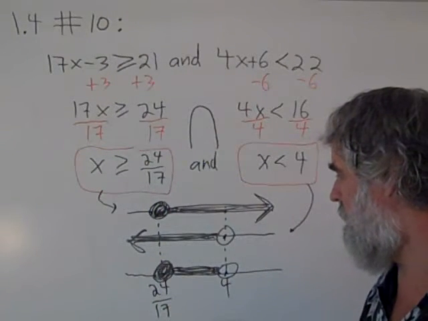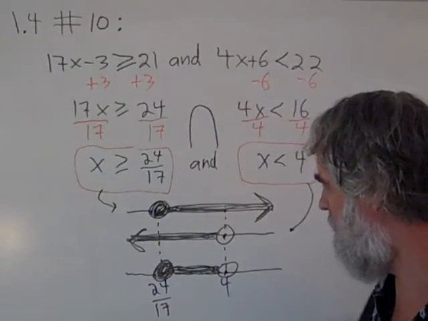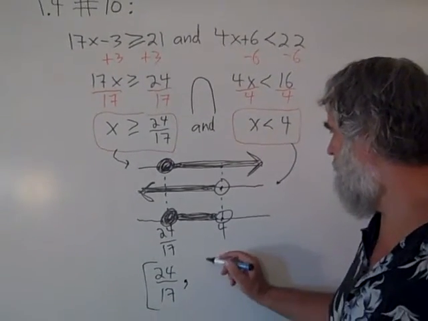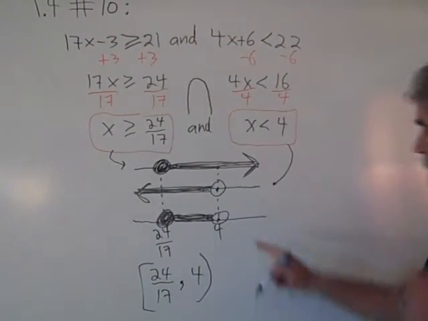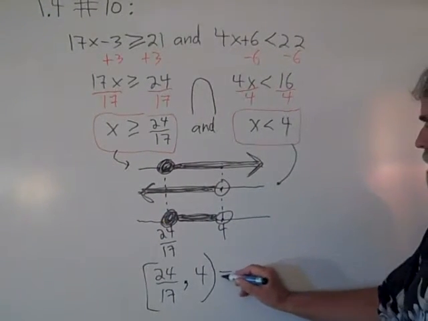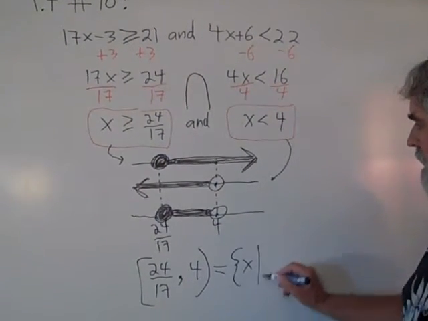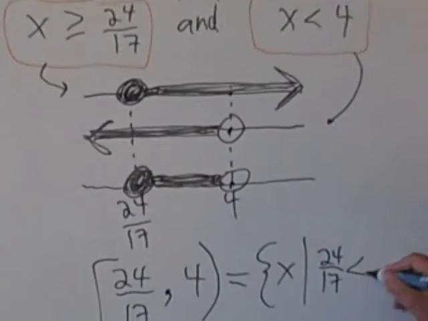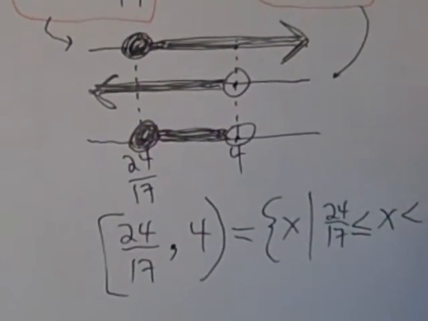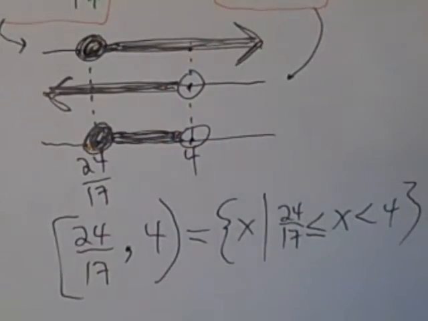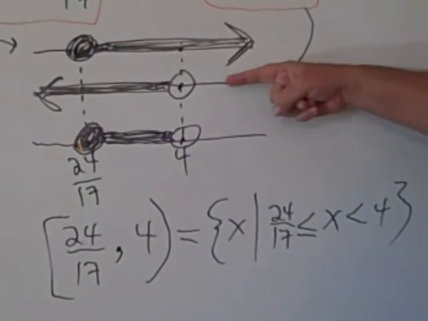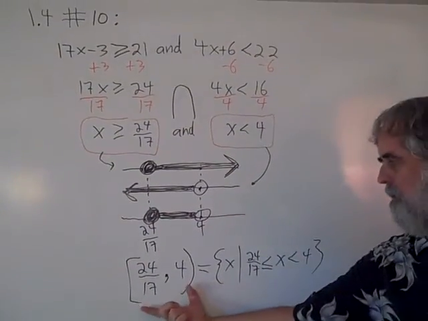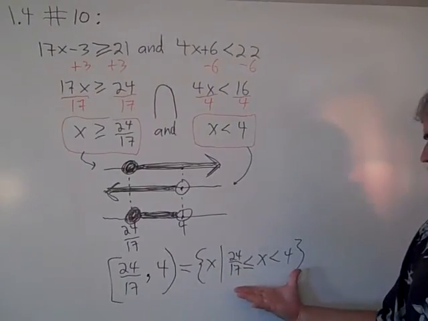Translating that into interval notation, it's the closed interval from 24/17, closed on the left and open on the right, up to 4, not including the 4. And in set builder notation, this can be written as the set of all real numbers x such that x is in between 24/17 or equal to and 4. So there we have it. The graph of the solution to this compound inequality is right here, the third line. There's the solution expressed in interval notation, and here it is in set builder notation.